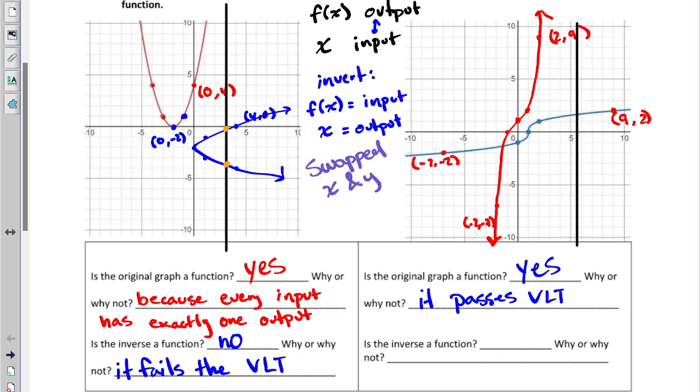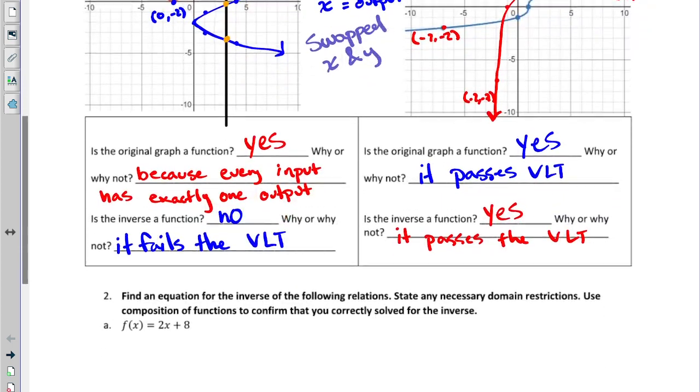And then when we invert it, we run into the same thing, except this time everything's nice, right? I can cross it only one time across my graph. So same logic. Is the inverse a function? Also, yes, the inverse is a function. It passes the vertical line test, or every input has one output.